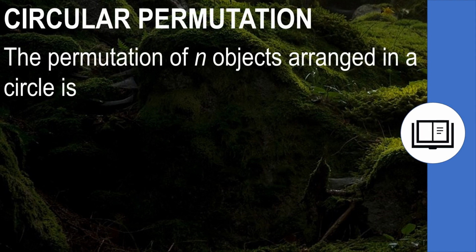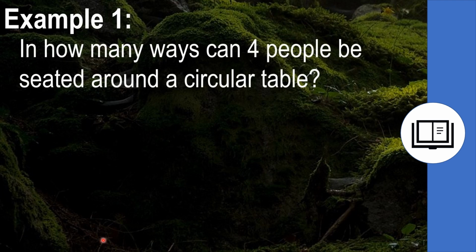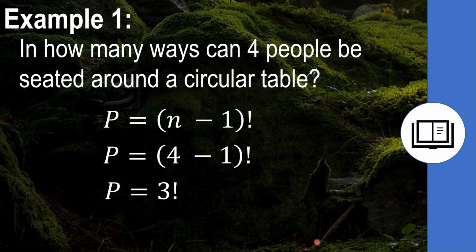Let's have the last type of permutation, which is circular permutation. The permutation of n objects arranged in a circle is P is equal to n minus 1 factorial. Example, in how many ways can 4 people be seated around a circular table? So, ang value ng ating n ay 4 kasi meron tayong 4 people. So, we have P is equal to n minus 1. 4 minus 1 is equal to 3 factorial. And 3 factorial is equal to 6. Therefore, there are 6 ways of arranging 4 people in a circular table.